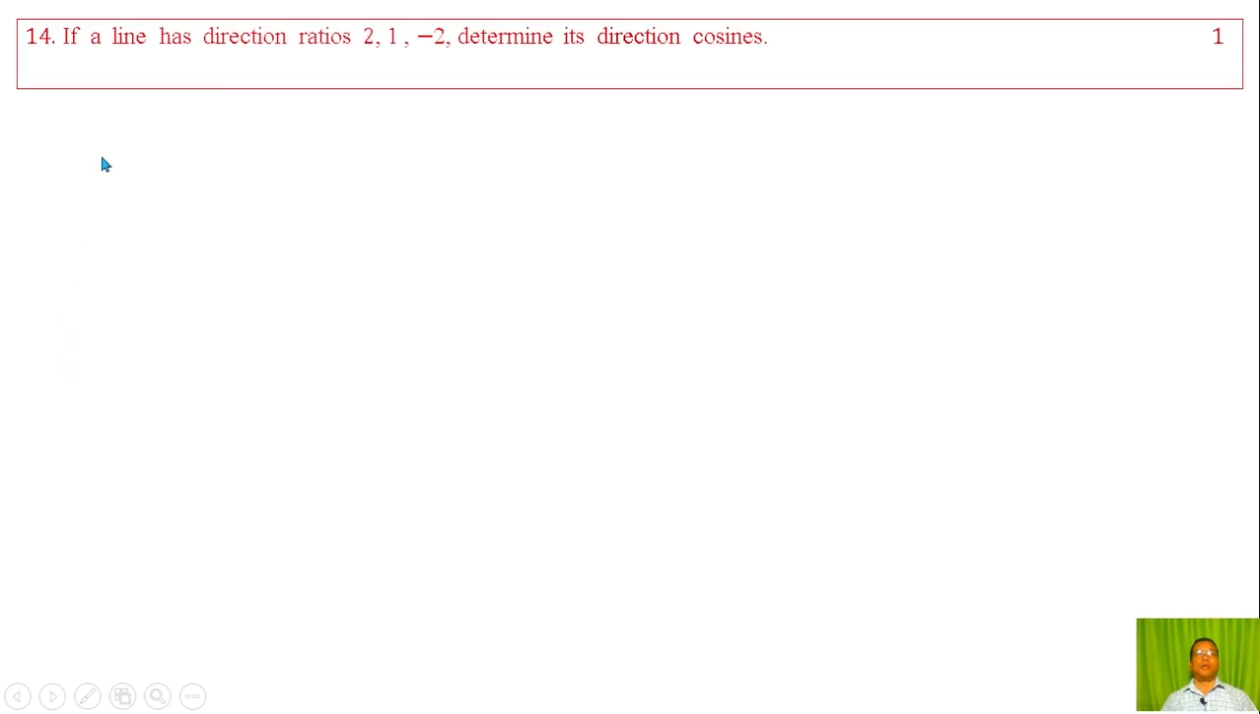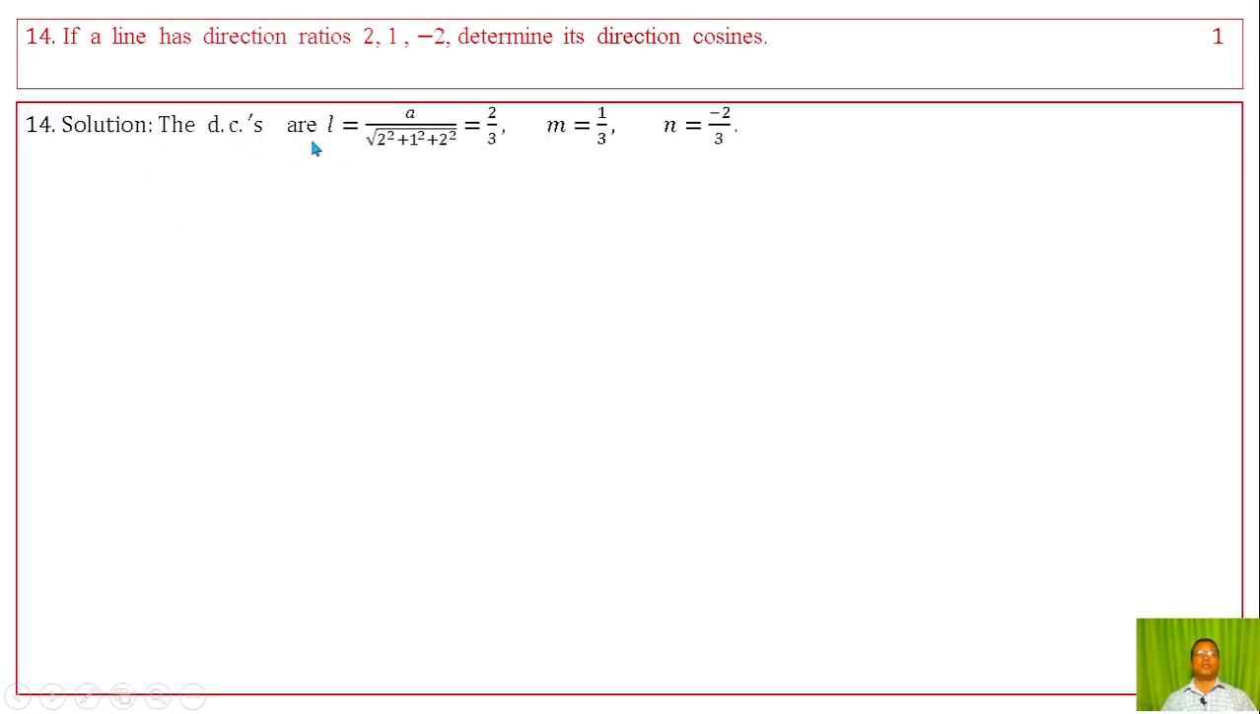Question number 14. If a line has direction ratios 2, 1, minus 2, determine its direction cosines. Here l equal to a by root over a squared plus b squared plus c squared, that is 2 by 3. For m we have 1 by 3, and n equal to minus 2 by 3. These are the required direction cosines of the line.